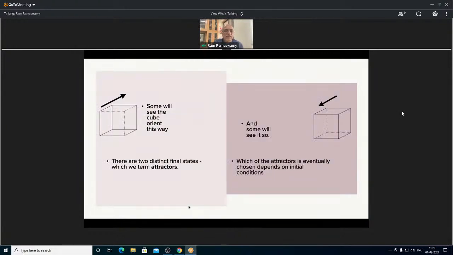As is well known about the Necker cube, some people will see the cube is oriented upwards, that it is coming out of the screen in one way. On the left-hand side, you will see the cube is oriented in one particular way, and on the right-hand side, some people will see it like it is shown on the right-hand side, the cube going backwards.